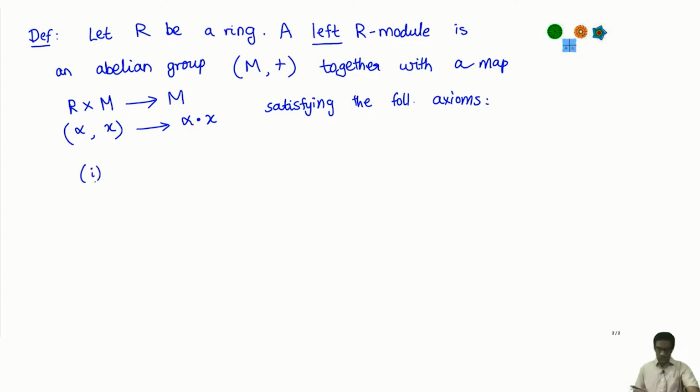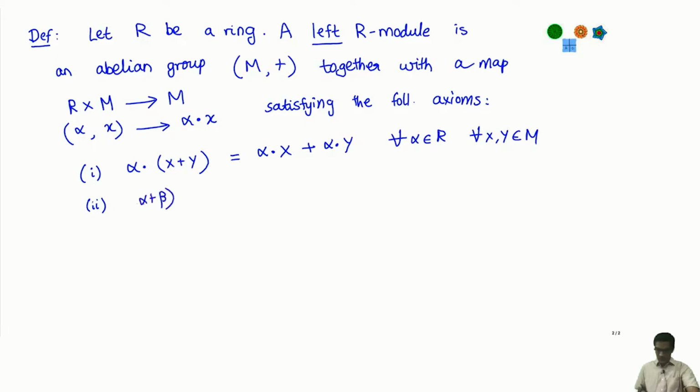Axiom number 1 says when I take alpha and combine it with x plus y, alpha dot (x plus y) is the same as alpha dot x plus alpha dot y, and this holds for all alpha in R and for all x and y coming from M. Property 2 says if I look at two elements of the ring, alpha and beta, then (alpha plus beta) dot x is the same as alpha dot x plus beta dot x, for all x in M. These are some sort of distributive properties.